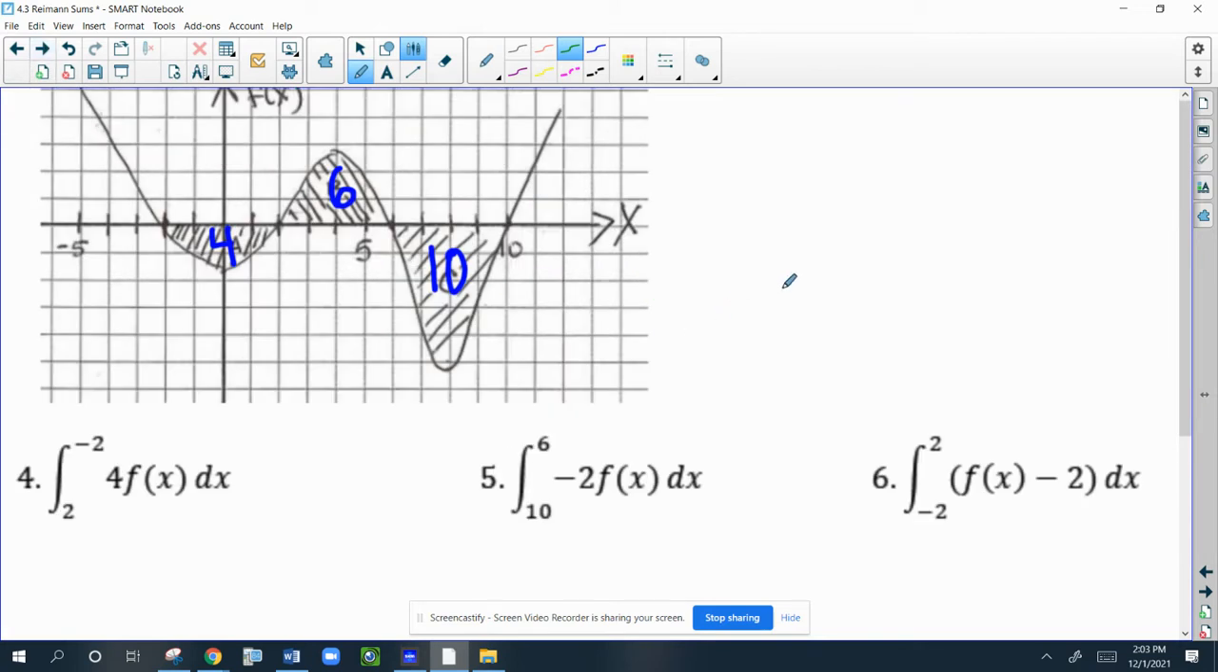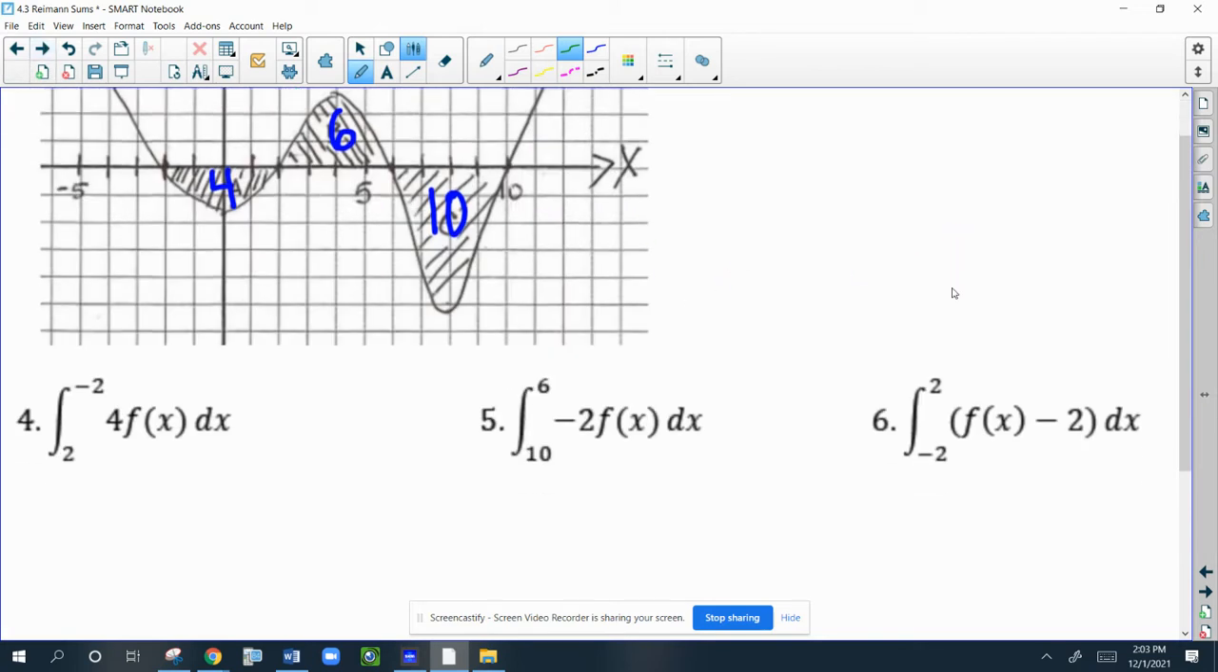So those are the first 3 questions. The next 3 questions, what's the integral from 2 to negative 2 of 4 times f of x? Now there's different ways you can do this. Most definitely I'm going to factor out the 4. And then from 2 to negative 2, that's starting from here at 2 and going backwards to negative 2.